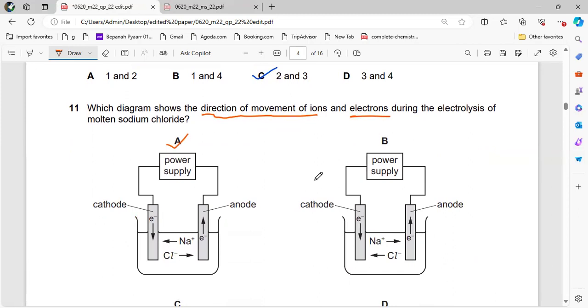Which diagram shows the direction of ions and electrons during the electrolysis of molten sodium chloride? Okay. Now we have to see the direction of movement of electrons and ions. So electrons move from anode towards cathode from the external supply, that is through the wires. Okay. And here ions move from cathode to anode. Okay. So option A is correct.